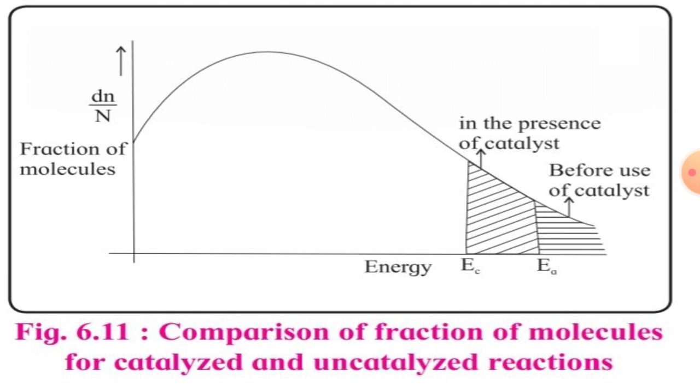Along the x-axis we are taking energy, while along the y-axis we are taking dN upon N, that is the fraction of molecules. We are getting a hump-like graph. Here EA is the activation energy for the uncatalyzed reaction. This EA shows the reaction which is uncatalyzed. So in the graph it has been written before use of catalyst. It means it is the uncatalyzed reaction, while EC is the graph for the catalyzed reaction.